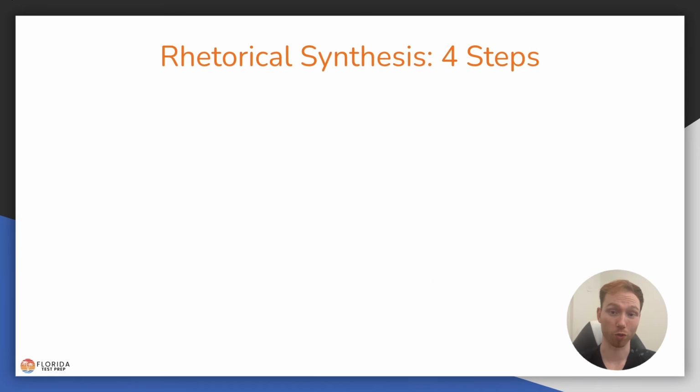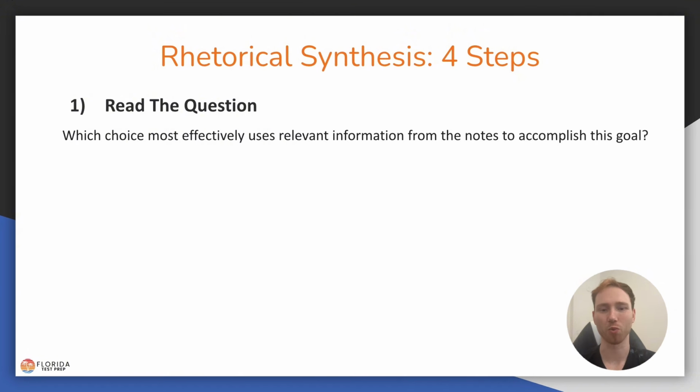Here's how to solve rhetorical synthesis questions in 4 steps. First, read the question. These are always going to ask you which choice most effectively uses relevant information from the notes to accomplish this goal. And you can also recognize these because they're the only question type with bullet points on the SAT, and they're the very last questions in both the reading and writing modules.